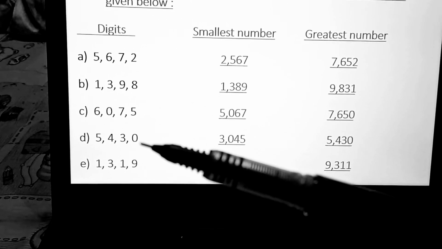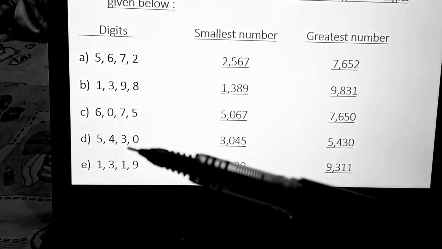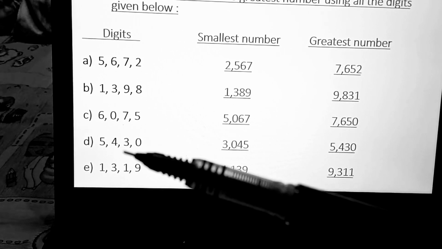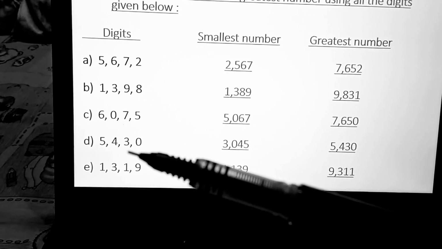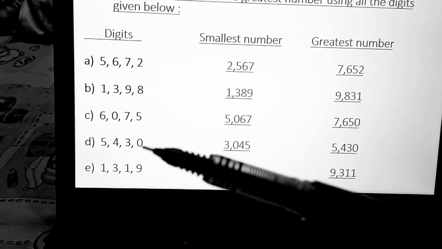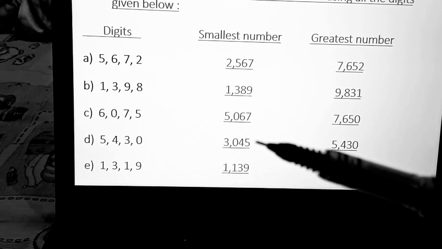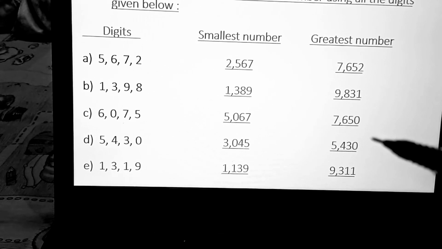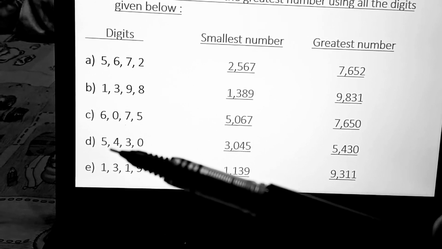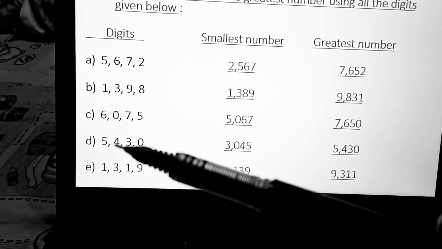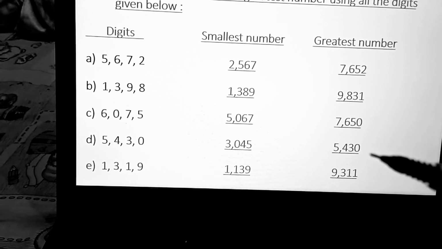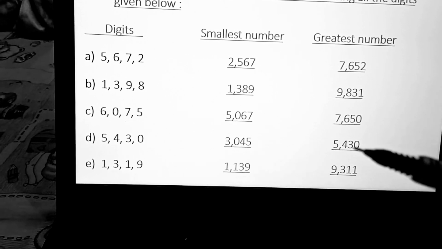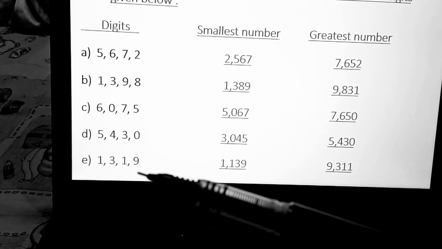Again in the same way, digits are 5430. Again you will not start from 0. You start from the next smallest digit, that is 3. So 0 will be at the second place. So 3045. And the greatest number, children, start from the greatest digit. 5430. Clear?